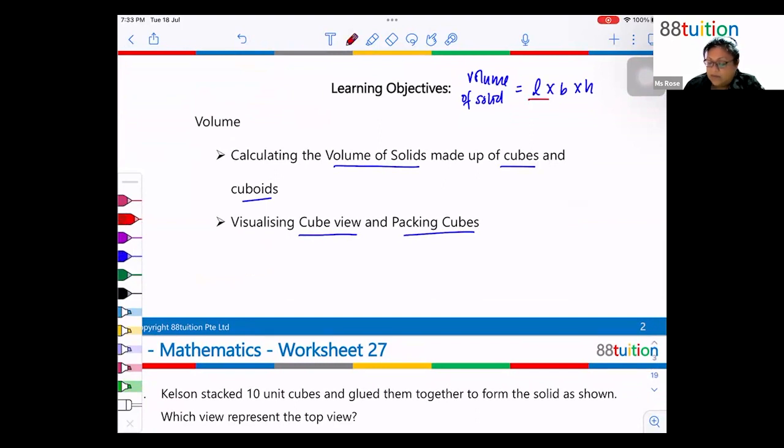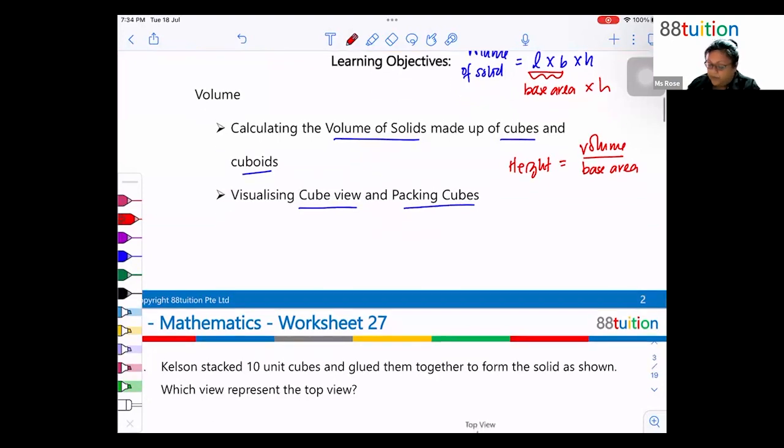Okay, now, if I take this length times breadth as the base area, volume can also be found using base area times height. Now, given the volume, to find the height, you can use volume divided by the base area. So this is how you shift around or move around the formula to be able to find the dimensions or the unknown that you want.